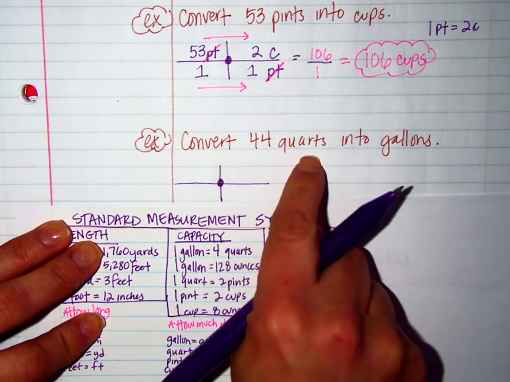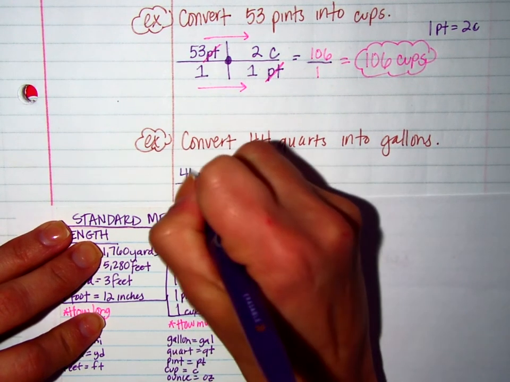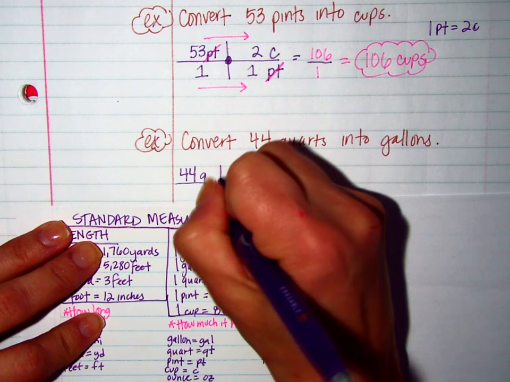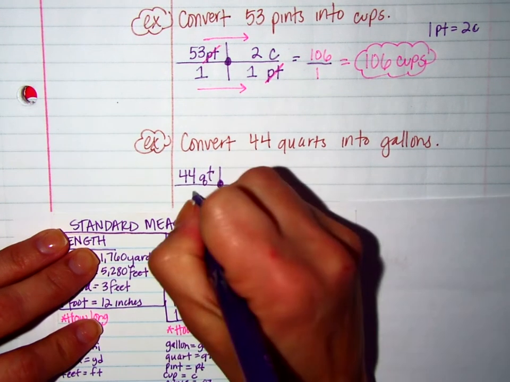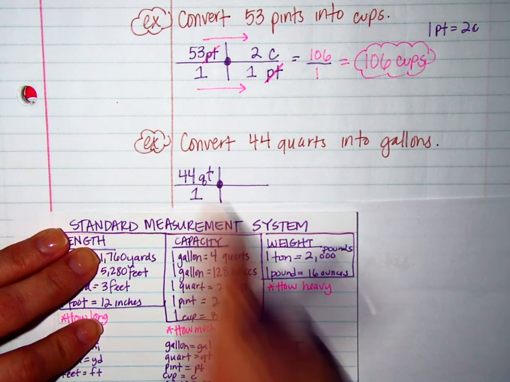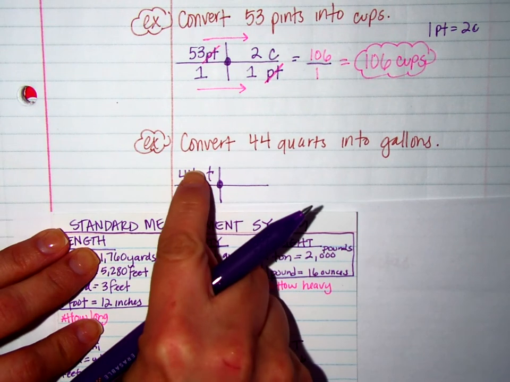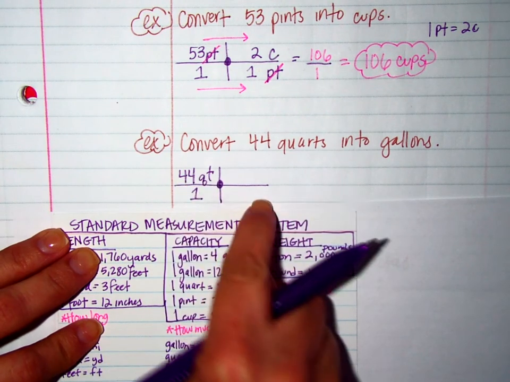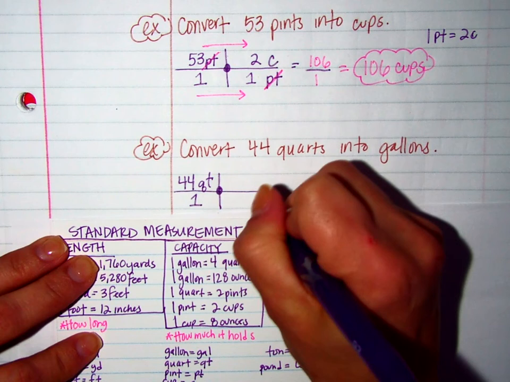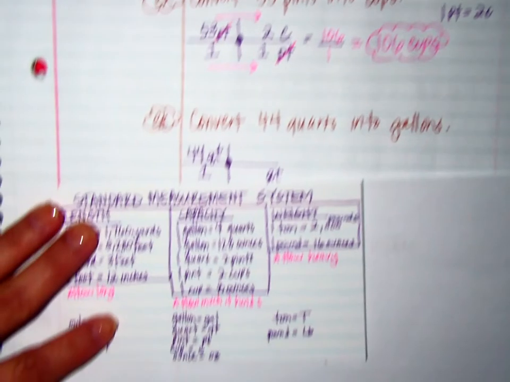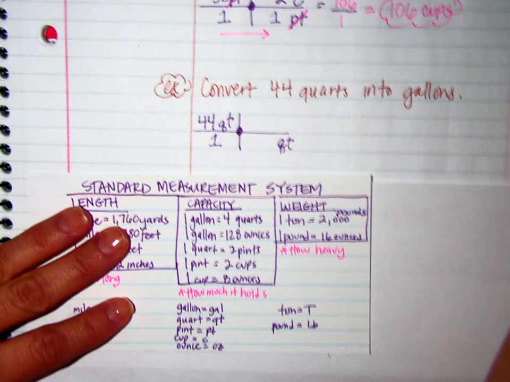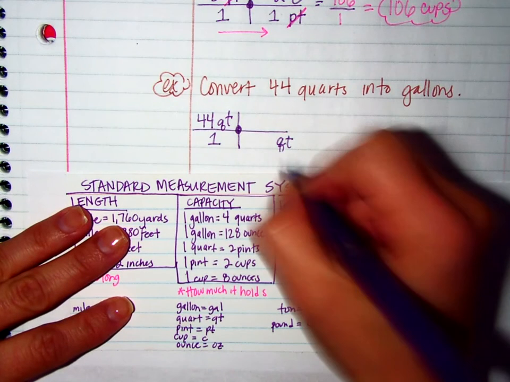In this case, we have 44 quarts. Please use your abbreviation. Okay? Over 1. And again, quarts is what we want to get rid of. So quarts has to be at the diagonal. So we're going to write the quart on the bottom. And we want to turn those quarts into gallons. So we're going to take GAL and put it on the top.